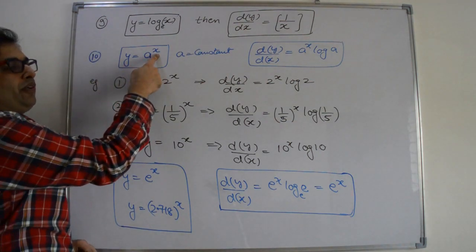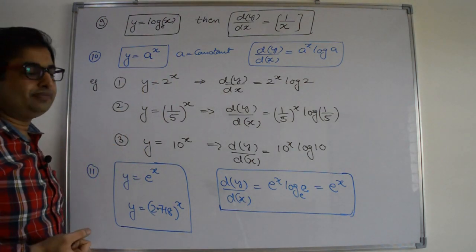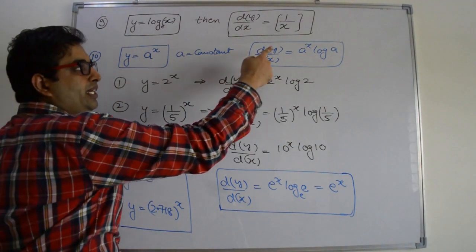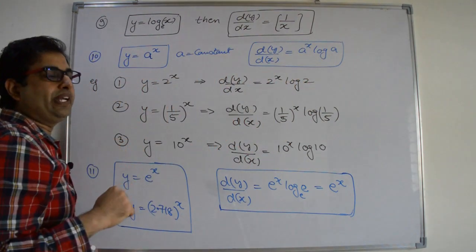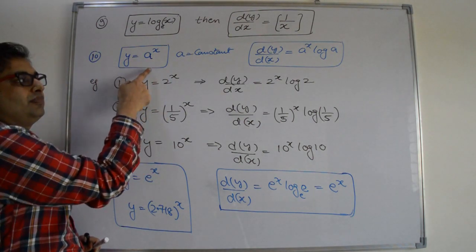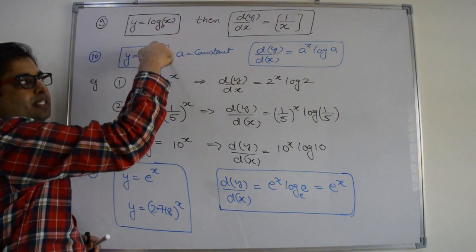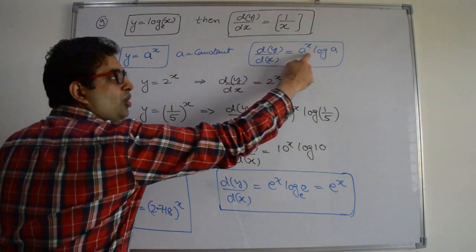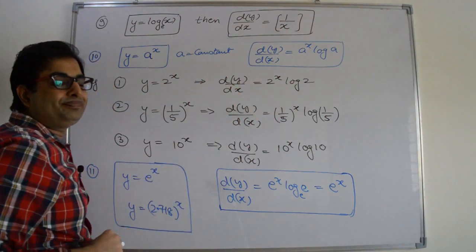Next formula, 10th. Y equal to a power x, where a is any constant. It can be integer, it can be in fraction. So differentiation of a power x with respect to x is a power x into log a. Right? Let us take one example. Y equal to 2 power x. So what is a here? A is 2. Use the same formula. You have to remember these formulas. Dy by dx is a power x log a. What is a here? 2. So 2 power x into log 2.